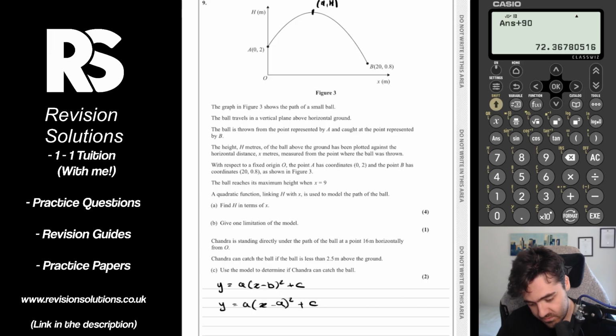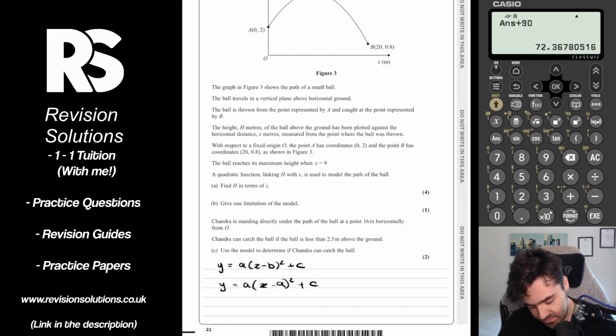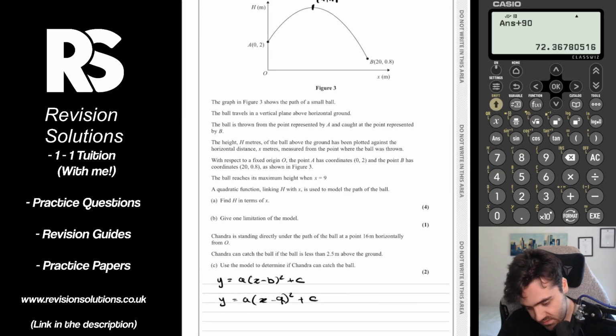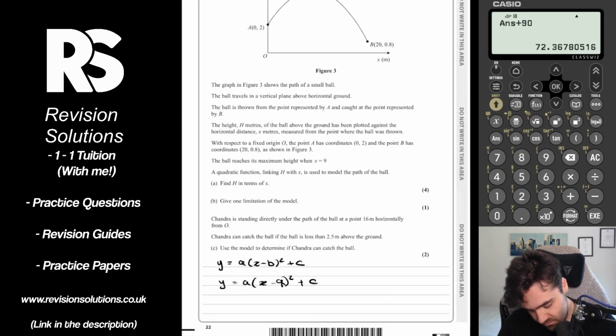But then we've got two unknowns, but we have two pieces of information. We have points A and B to plug in to find our A and our C, sorry. So let's plug in the (0, 2). That gives us 2 equals A times minus 9 squared plus C. Or in other words, 81A plus C equals 2.